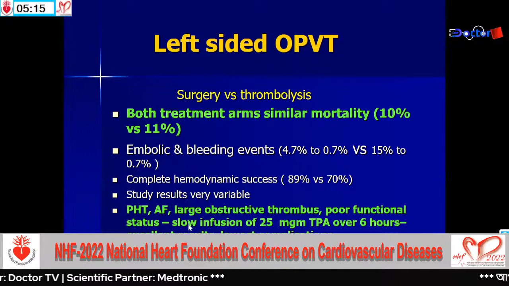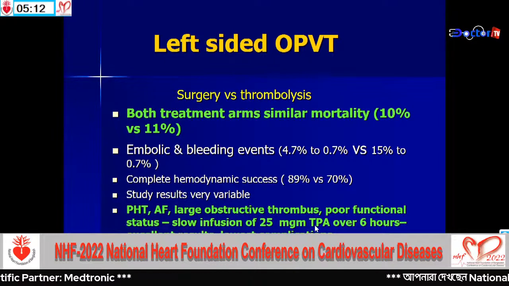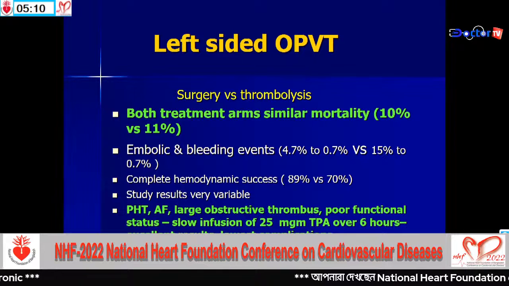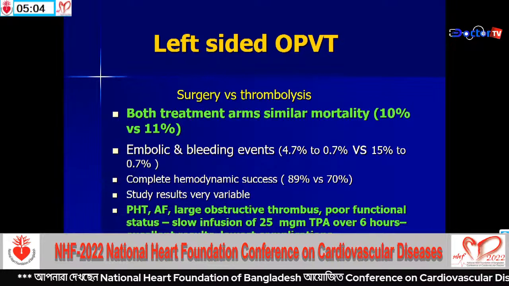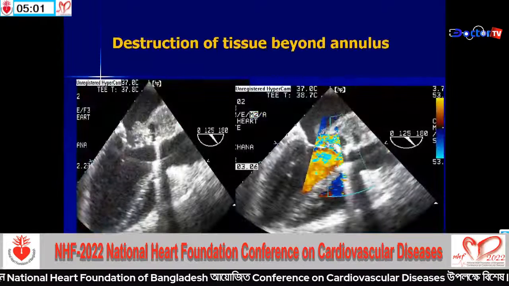So what is done in these cases? A slow infusion of TPA is given, over 6 hours. It has given excellent results and the lowest complication rate, rather than giving a full dose, which may lead to embolic phenomena.